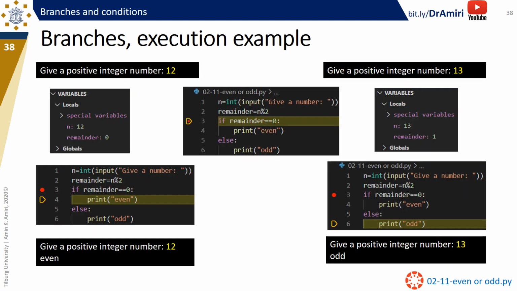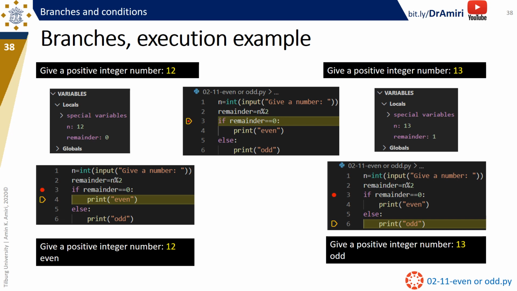Now I want to compare how the program reacts to two different inputs, 12 and 13. As you can see here, up to the third line, everything is the same. The remainder is calculated for both numbers. In case of 12, the remainder is 0, and in case of 13, the remainder is 1. So now the if statement needs to make a decision about which line to be executed next.